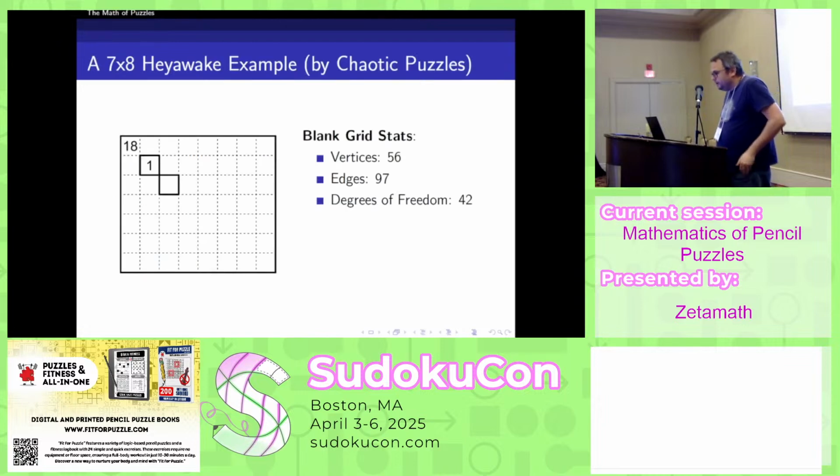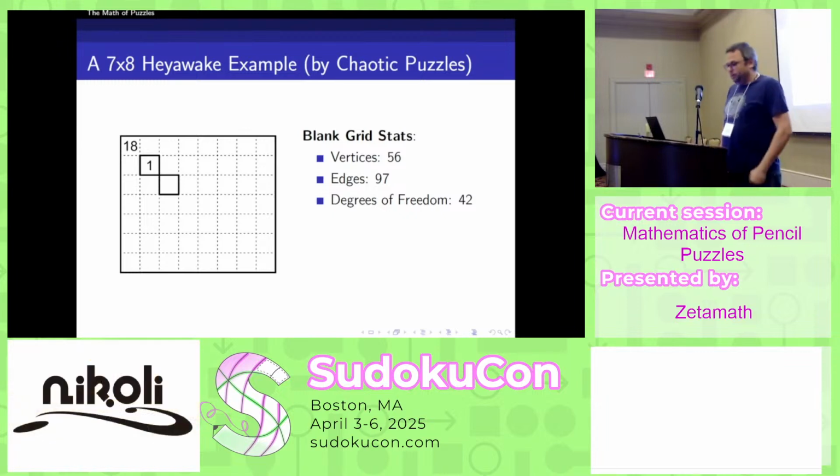Okay. So here's an example. This is by Chaotic Puzzles, who has a very nice Twitter thread writing up all of this stuff here. And so here, Chaotic Puzzles has been considerably less kind than I was in the previous example. And so you'll notice this 18 is a clue for basically the whole puzzle. And it doesn't indicate at all anything about centers or anything of that sort. So you've just got to figure this out.